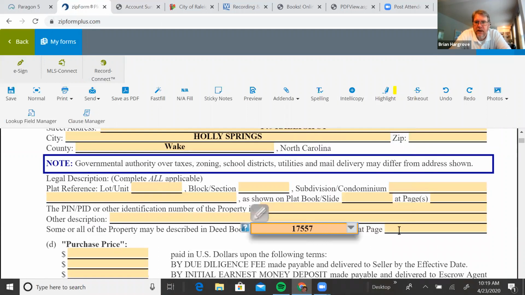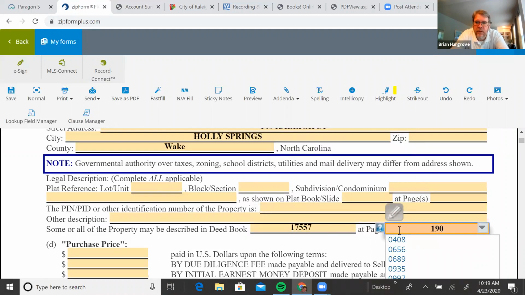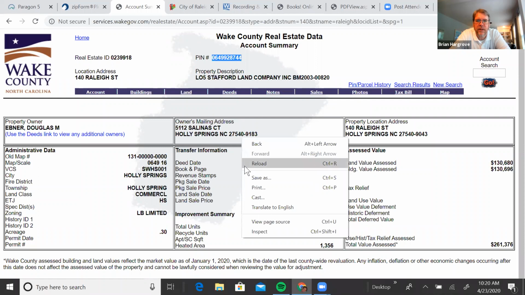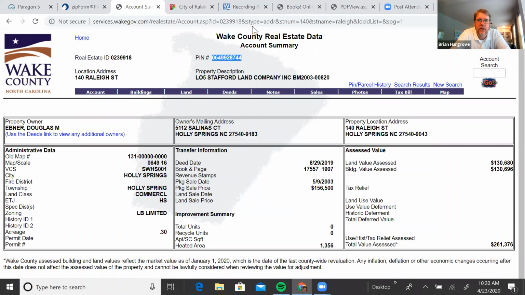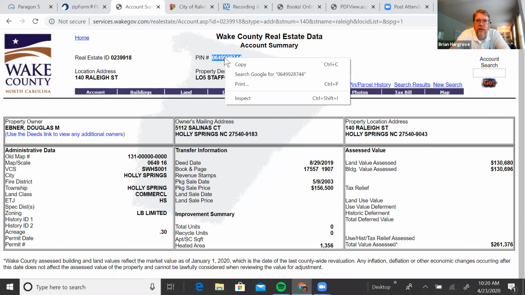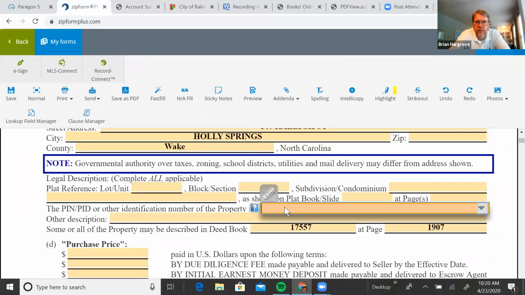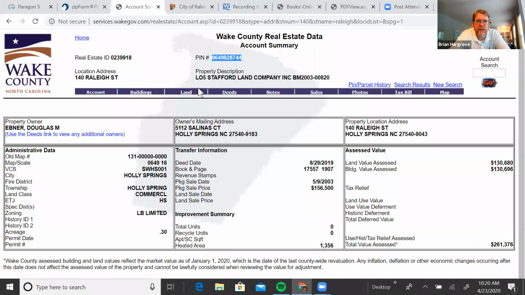I'm gonna paste that in there. And I remember that the page is, I have to keep moving you all. The page is 1907. But then under PIN, again, I have it right here. So I like to not make a mistake, I can just copy the PIN. Copy that. Paste it there. And then other description, like I said, is legal description right here.